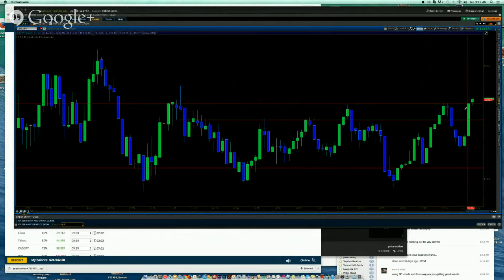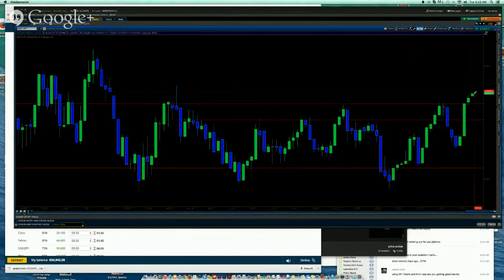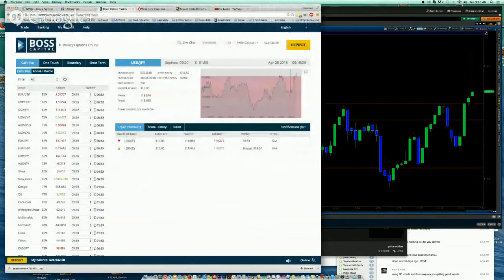So one of two things can happen. It can make a new support and resistance, or it could come down like it should. It just could have come up a little bit and it could still come down. We still got 2 minutes.